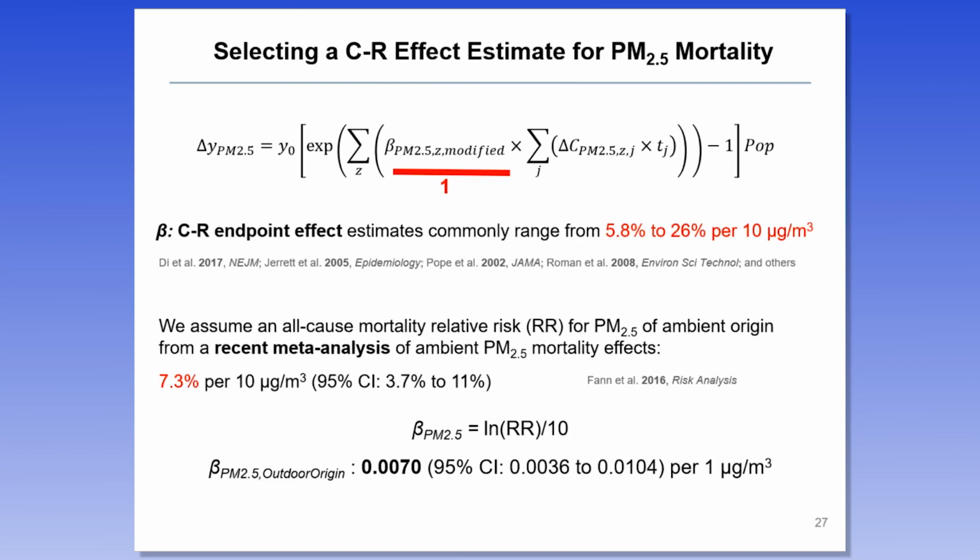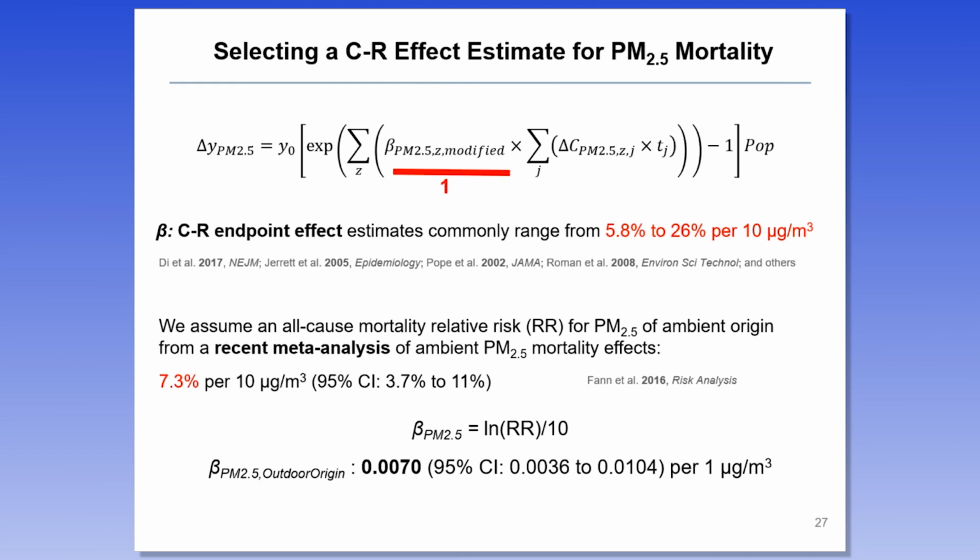Now let's go back to this equation. For the first part, how do we get this beta value and how do we modify it? At the beginning, we'll tell you how we got this beta value from epidemiology studies. For that, we relied on a recent meta-analysis by Fan et al. 2016, who estimated the beta value of particles of outdoor origin to be about 7.3% per 10 micrograms per meter cube. This meta-analysis was shown in Brent's slide number 11, where they gathered the existing epidemiology studies and, by doing a meta-analysis, got an approximate estimate of the PM2.5 mortality.